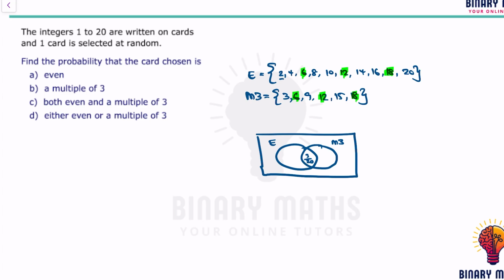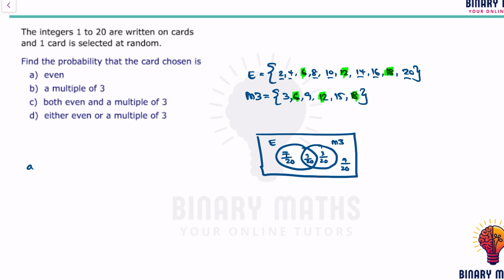So that's 1, 2, 3, 4, 5, 6, 7. So it's 7 out of 20. 1, 2, 3. 3 out of 20 here. So altogether we've got 13. So there must be 7 outside here.